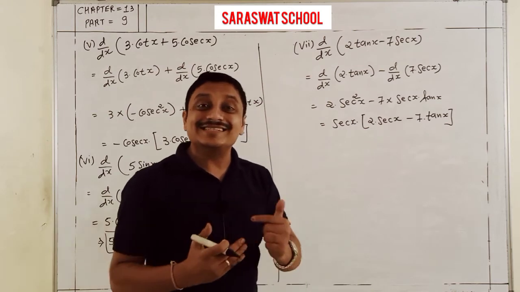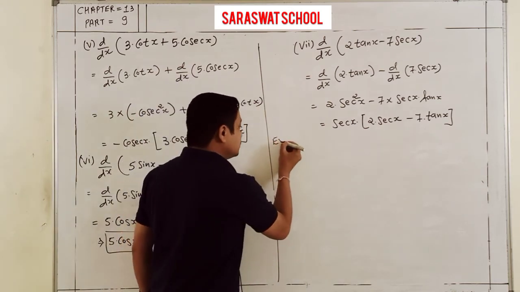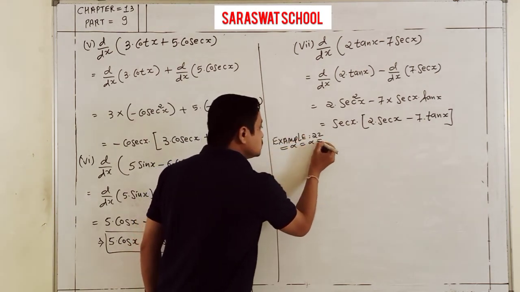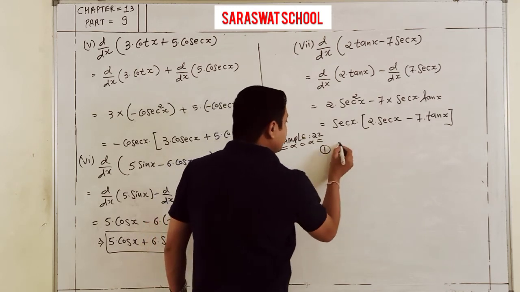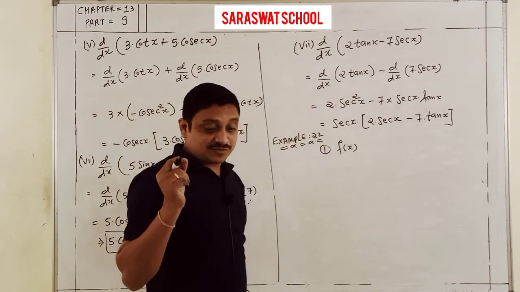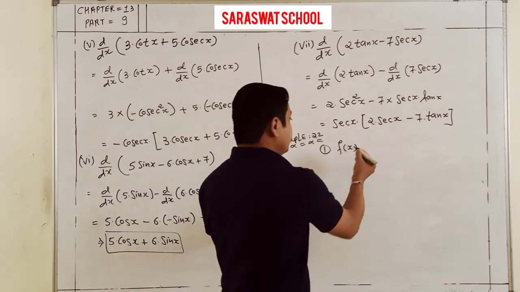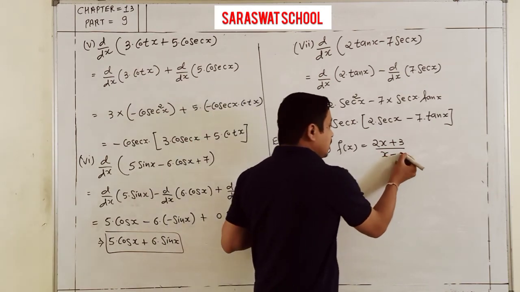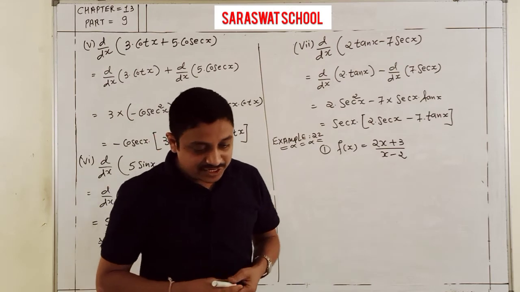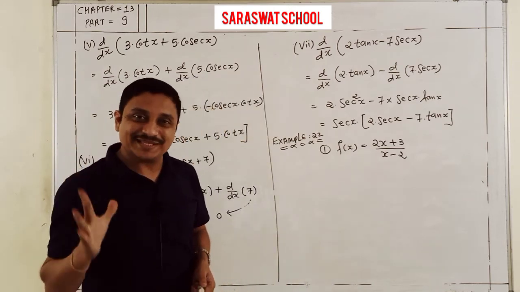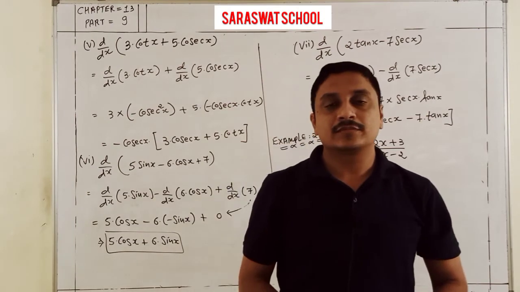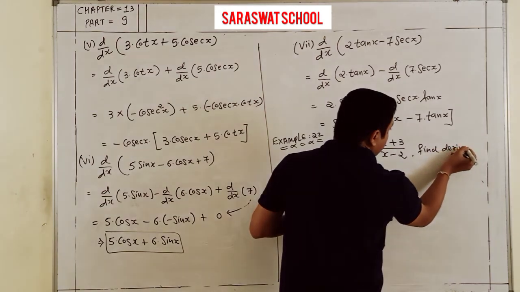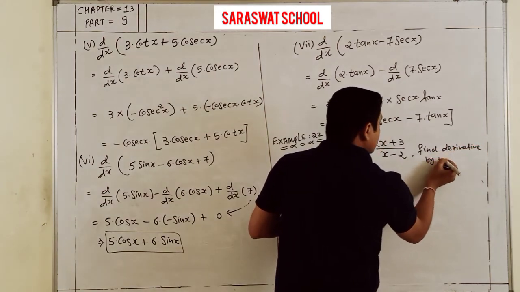Now I go to miscellaneous example number 22. There are two questions. First of all, find the derivative of the function (2x plus 3) upon (x minus 2) by the first principle. Again I repeat, solve the derivative of (2x plus 3) by (x minus 2) by the first principle. So students, the question is there: find the derivative by the first principle.